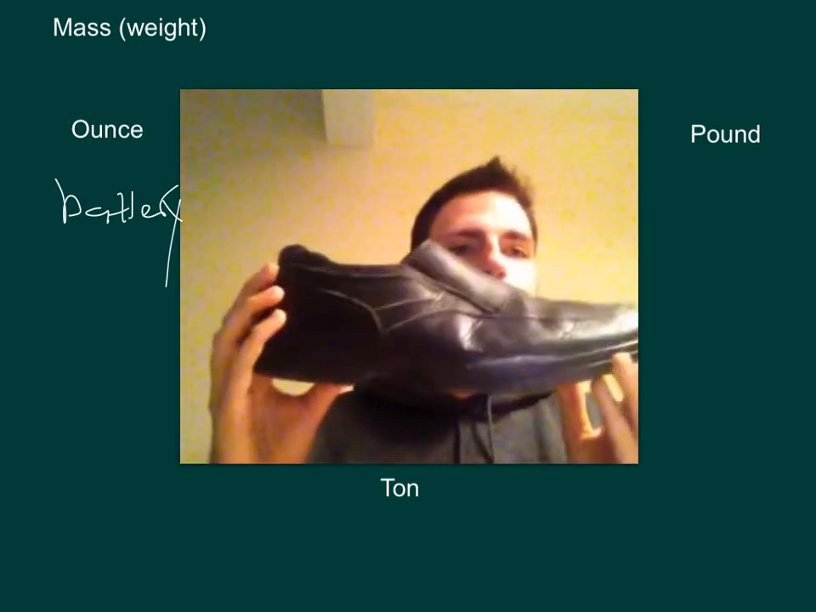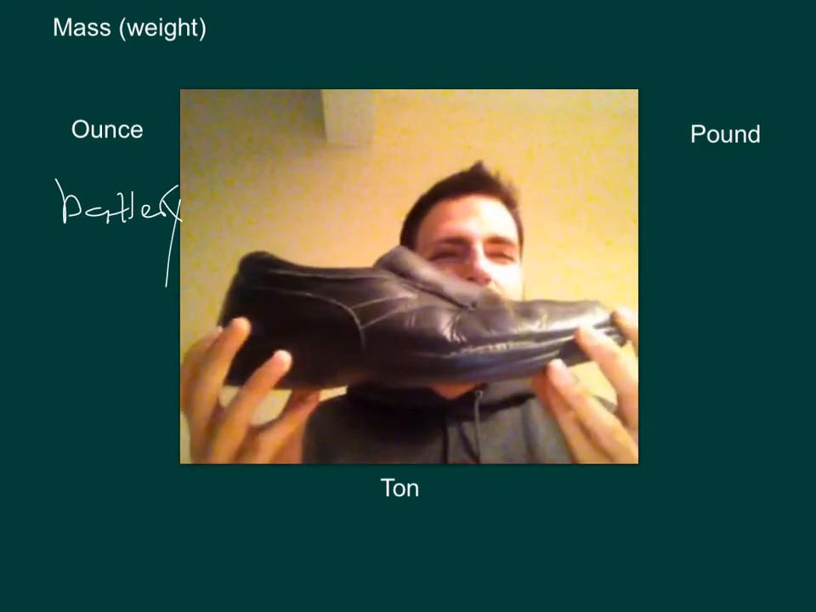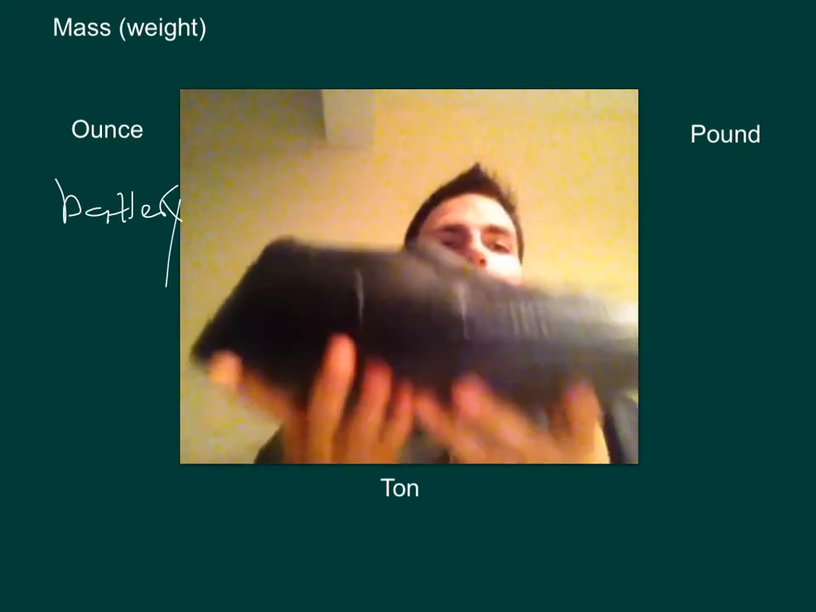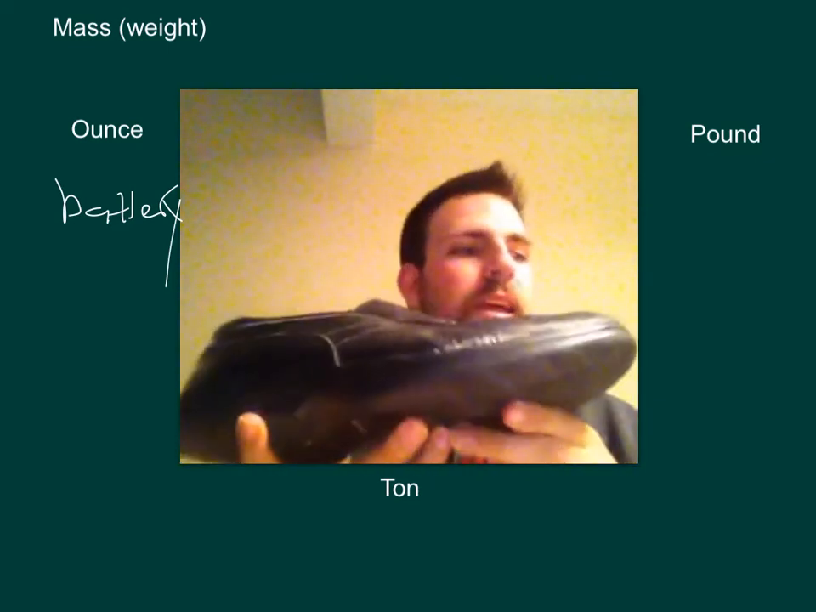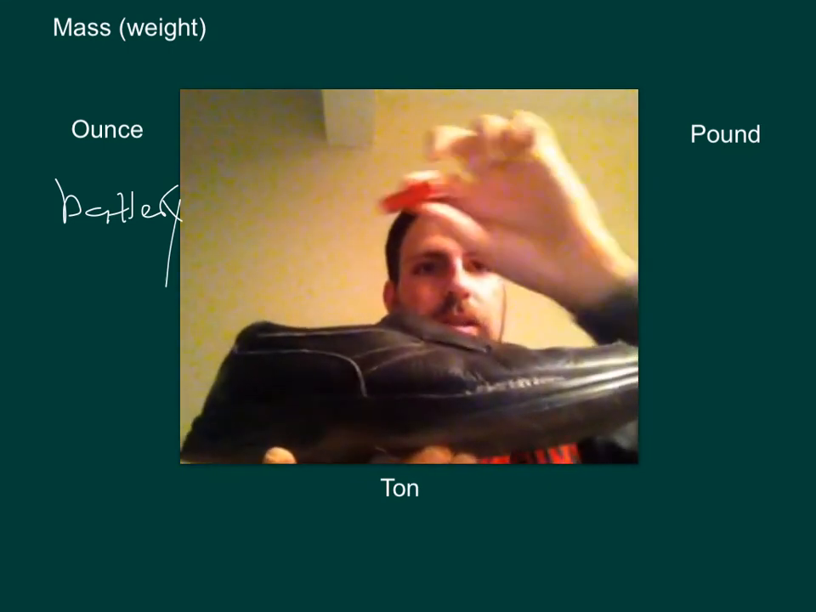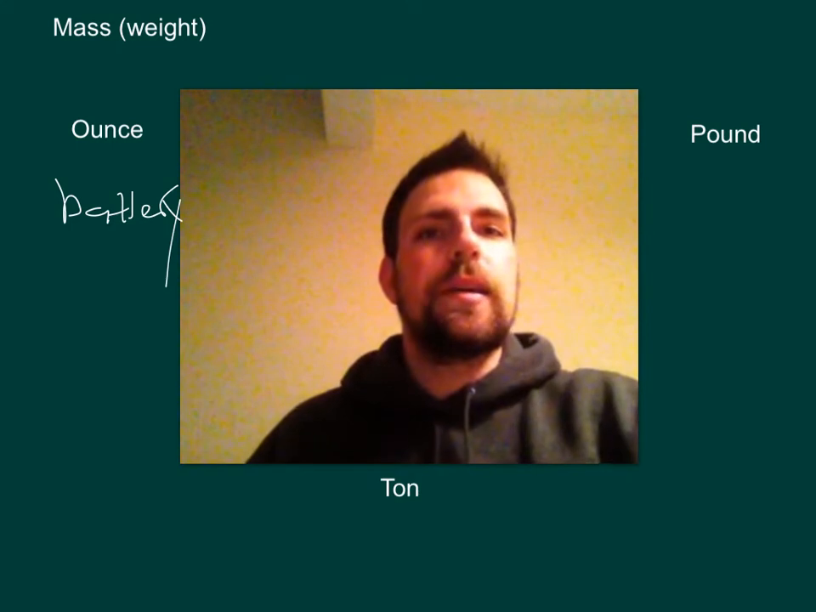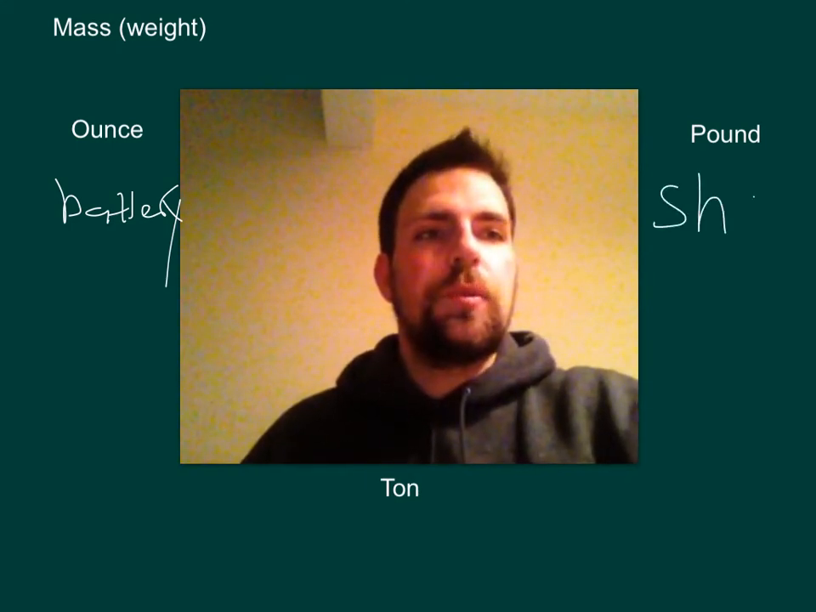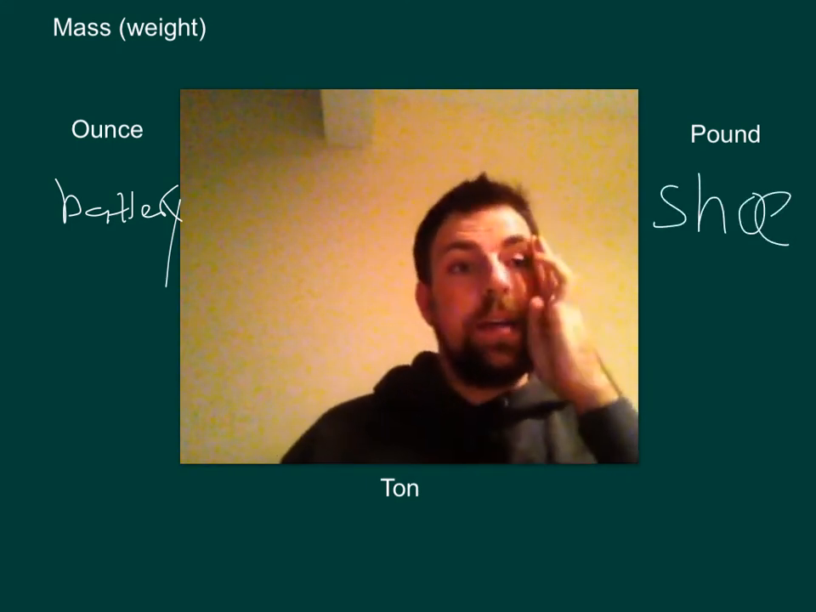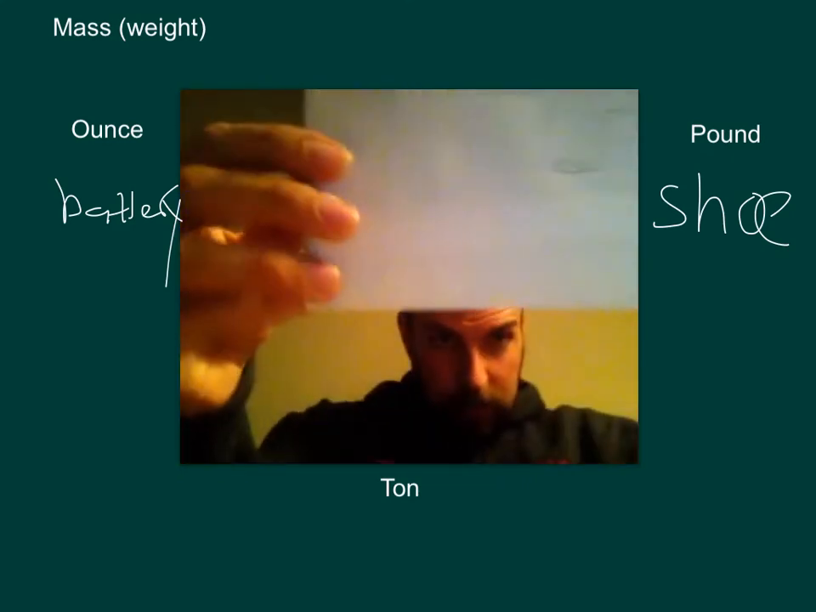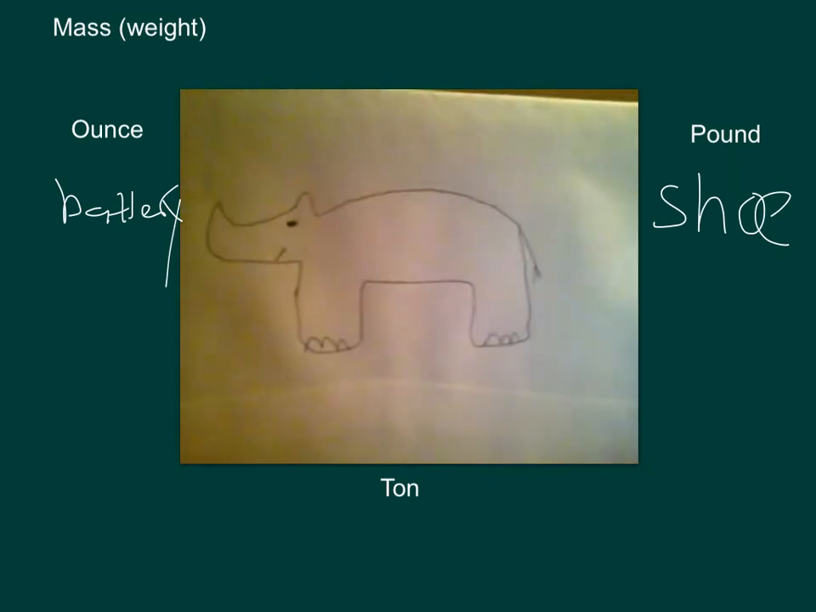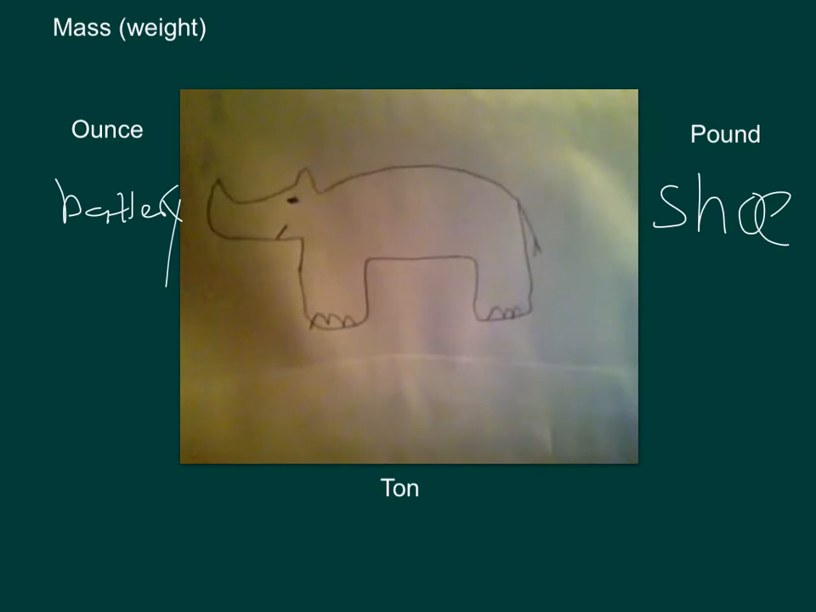A pound is the shoes I wear every day. My shoe is roughly a pound. I think it's actually closer to 2 pounds, so it's got a little bit more heft to it, not as much as the battery. So I would say your shoes are probably slightly under a pound, but for a pound you could think a shoe.